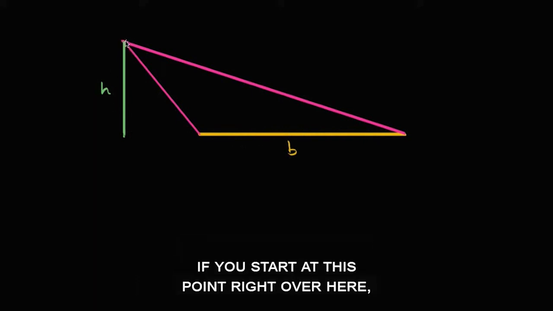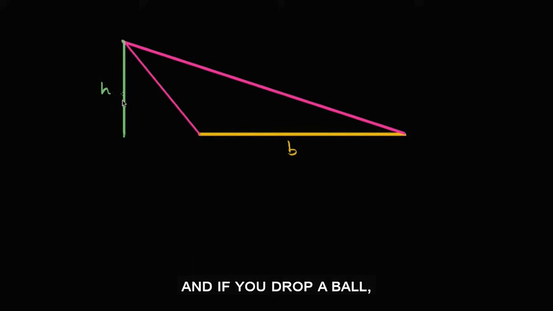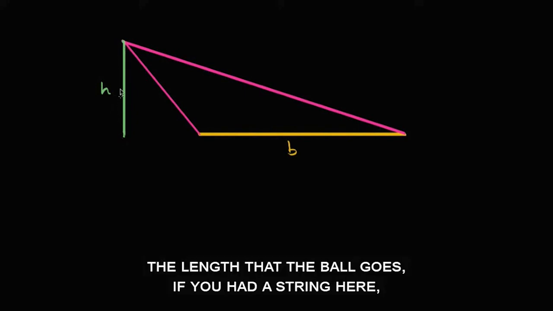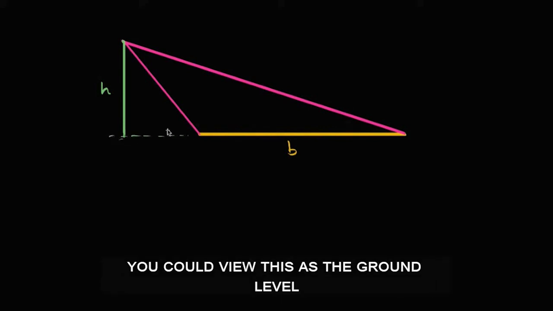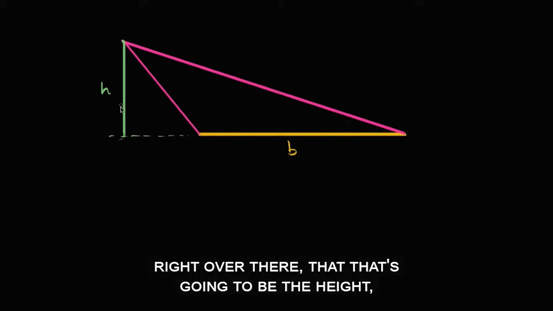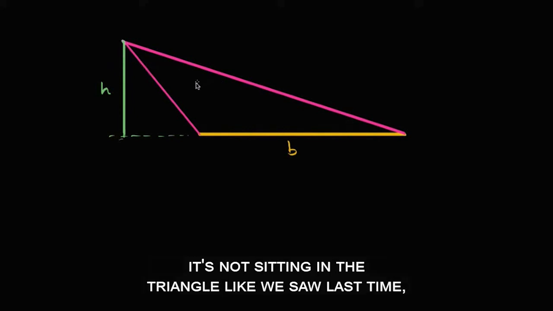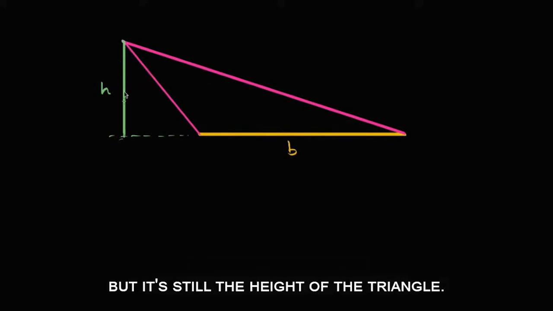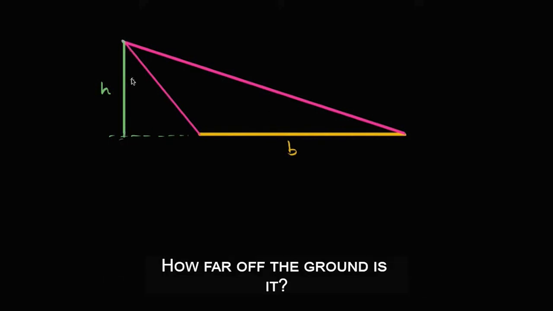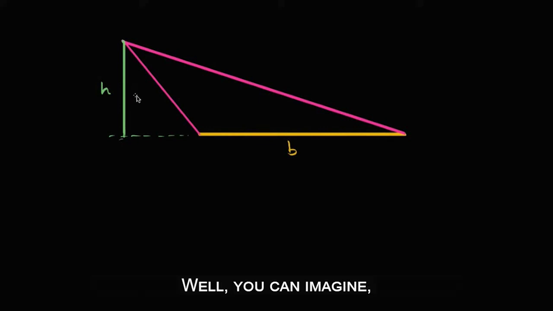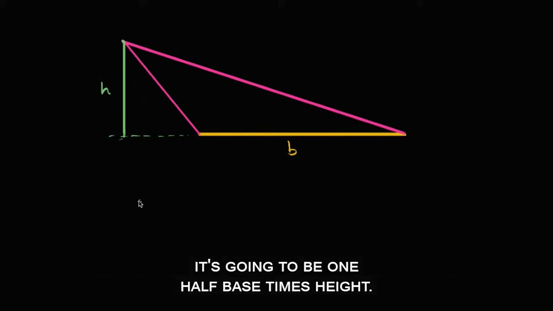Here, you can think of it as if you start at this point right over here, and you drop a ball, the length that the ball goes, or if you had a string to get to the ground level, you could view this as the ground level right over there, that's going to be the height. It's not sitting in the triangle like we saw last time, but it's still the height of the triangle. If this was a building of some kind, you'd say, this is the height. How far off the ground is it? Well, what's the area of this going to be? You can imagine it's going to be 1/2 base times height.